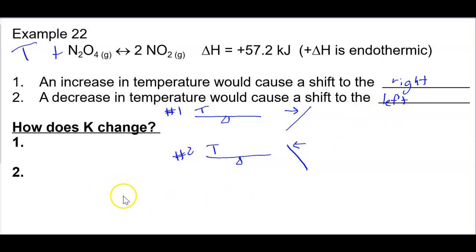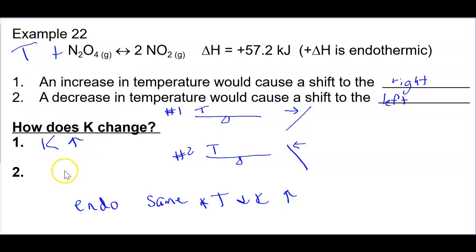Okay. Now, let's talk about how K changes. So we know this is endo. When we know endo, they do the same, meaning T and K go up together or down together. So I'm looking here, and I know that it's endo, and I know increase in temperature, so I know it's also increase in K. Because it's endo, when temperature decreased, K will have to go down. So they are going to do the same thing if it's endothermic.